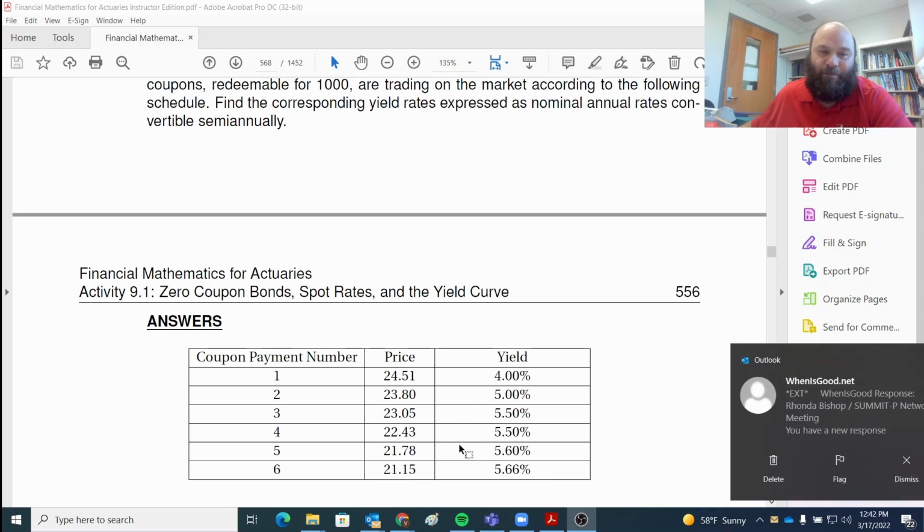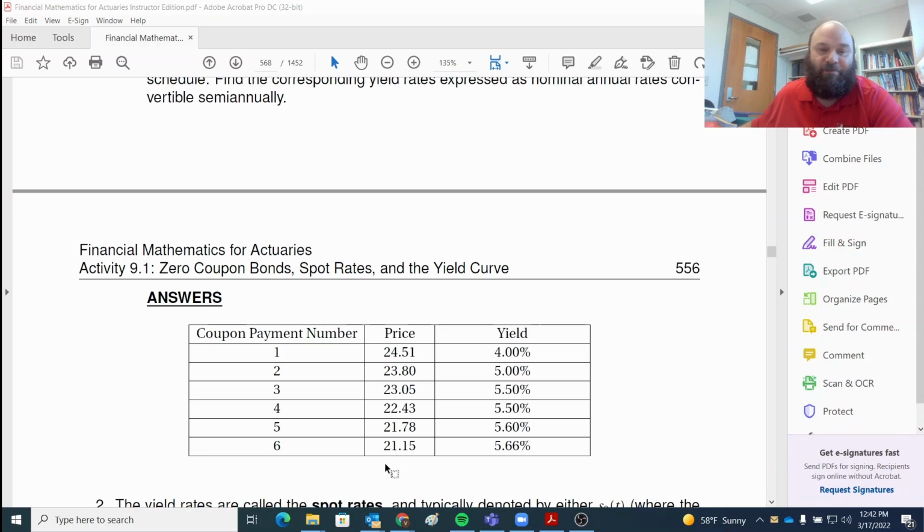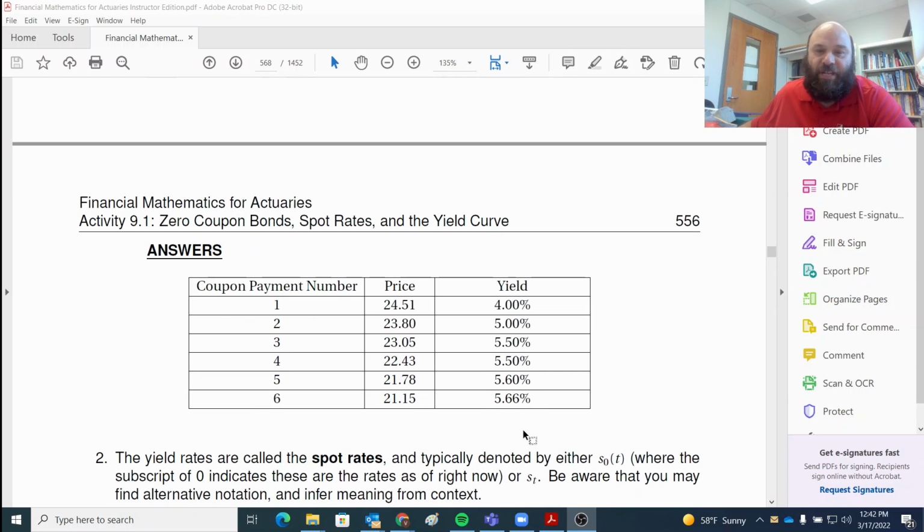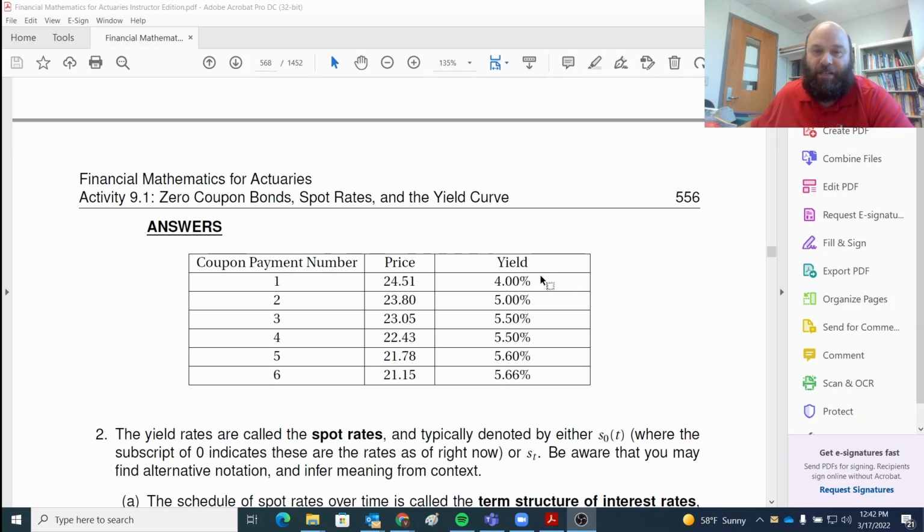And we continue. And notice, in the last instance, we're not including the redemption amount, just the coupons. We're just looking at the coupons here. Right? And we get this set of yield rates. So these rates are called spot rates.